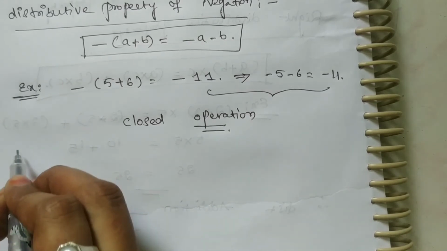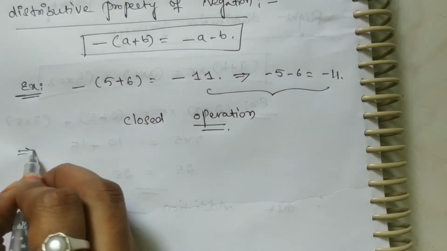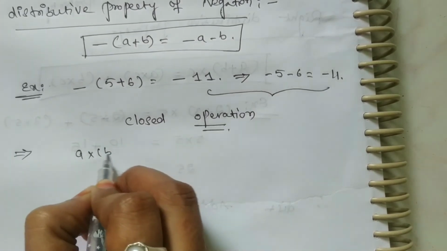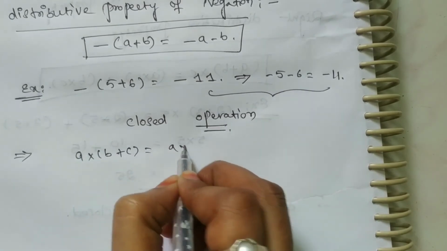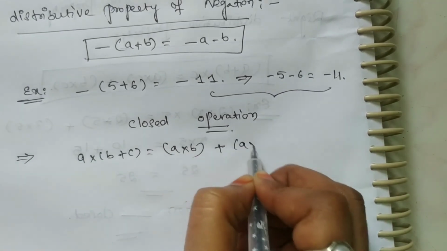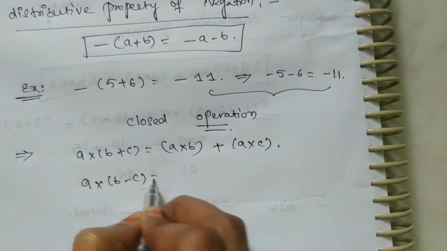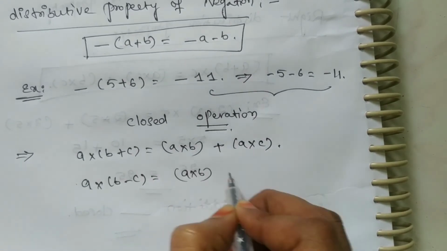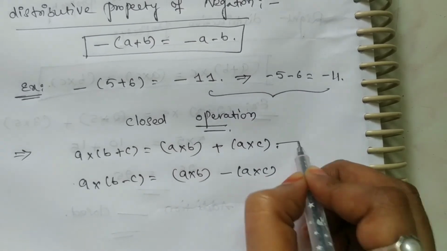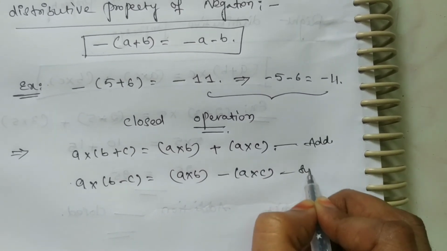So finally, the distributive laws can be written as: first, A × (B + C) = A × B + A × C, and the next one is A × (B − C) = A × B − A × C. So this is addition and this is subtraction.